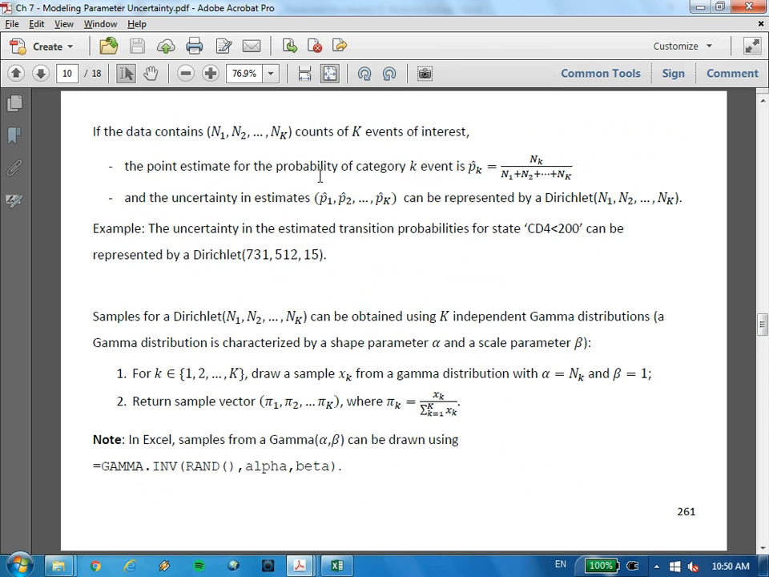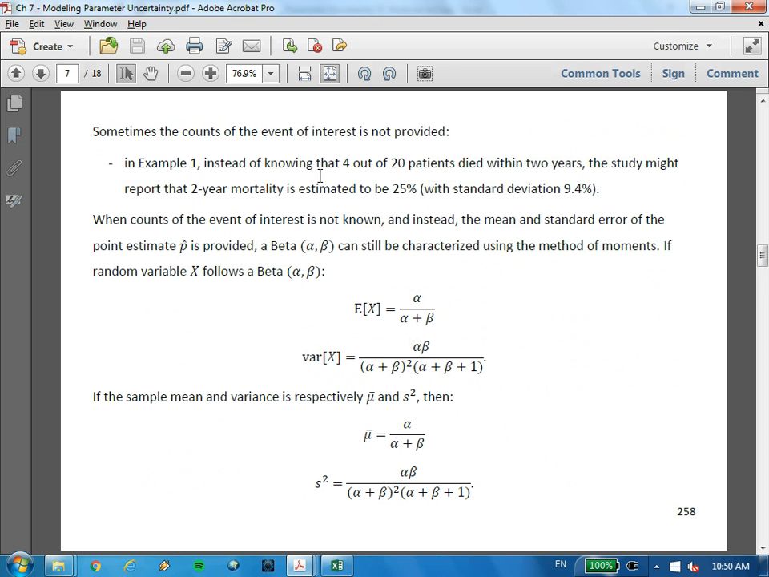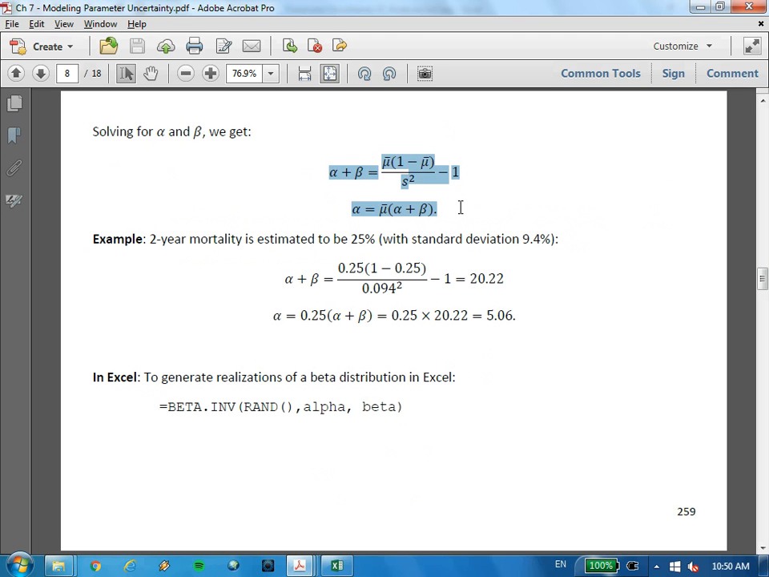A beta distribution also has two parameters, alpha and beta. The expected value of a random variable distributed according to beta is alpha over alpha plus beta, and this is the variance. If you have an estimate for the mean and an estimate for the variance, you can solve these equations and find the alpha and beta for your distribution that fit your data. These are the two formulas that we are going to use here.